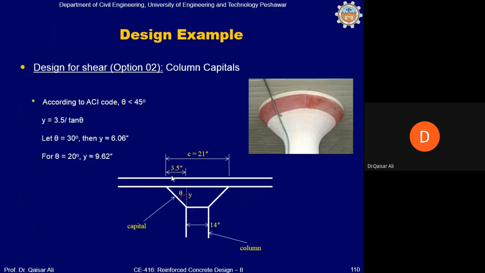So in this manner, a column capital can be provided with various angles. These angles will mostly depend on the availability of the formwork for the column capital in the market. So this will not be in your control every time. The formwork for the column capital will already be available in the market. So you should search the market and find out which type of formwork is available, and then you will adjust your dimensions according to the availability of the formwork. Okay, so in this manner, a column capital can be designed.